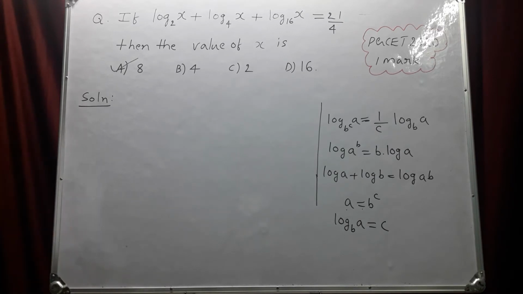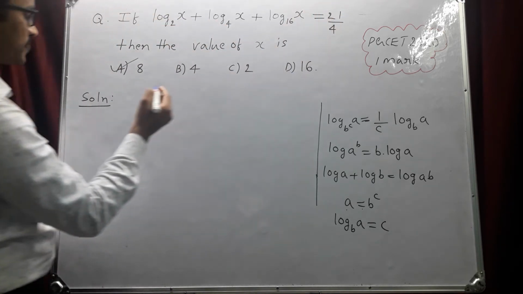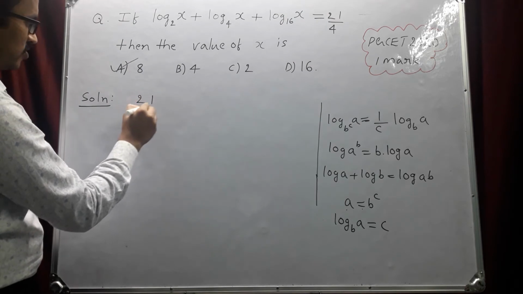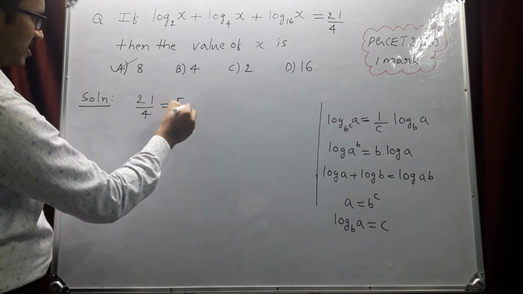So that is the one method we have seen. In the exam, if you want to save time, you can go for another method, that is the direct elimination method. Here, RHS we have 21 by 4.